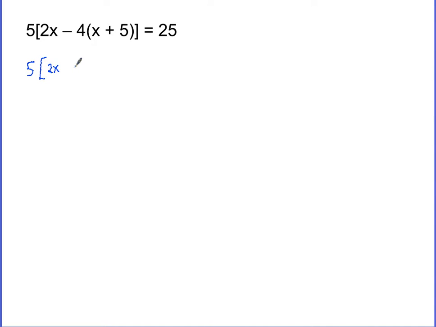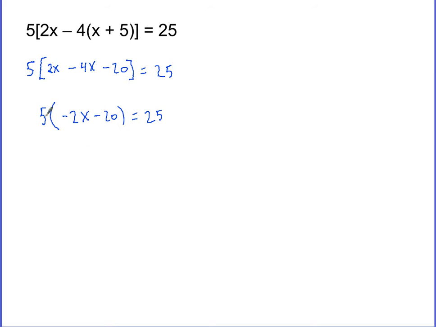So 5 times 2x minus, and now I'm going to have to distribute this. So minus 4 times x would be minus 4x, and then a minus 4 times a plus 5 would be a minus 20. Okay, so then I need to simplify what's inside the parentheses. So I have 5 times 2x minus 4x would be negative 2x minus 20 equals 25.